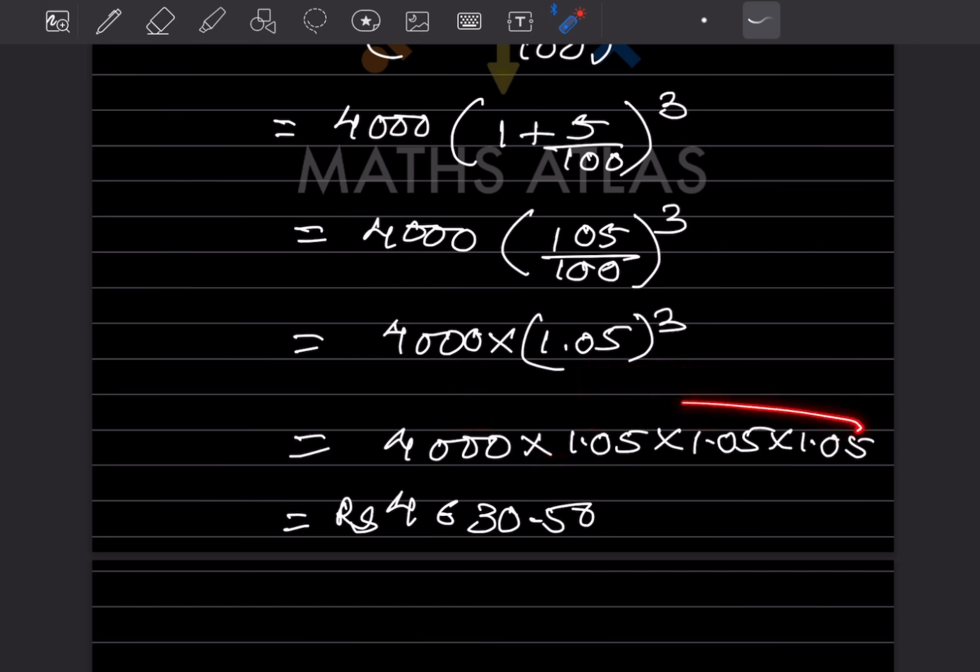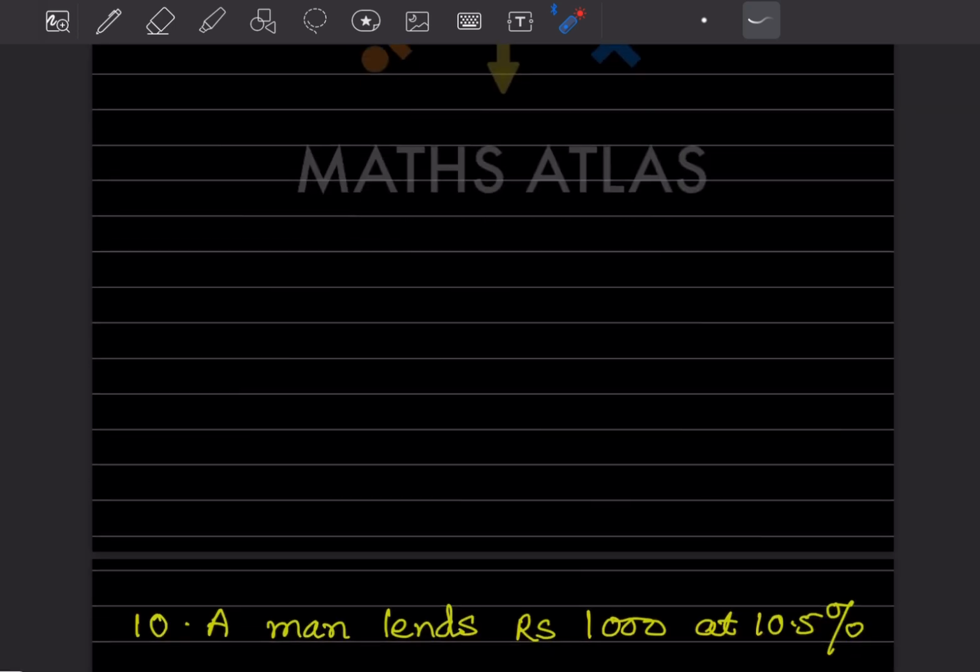So when you multiply this whole, you get 4630.50. So this is the answer.